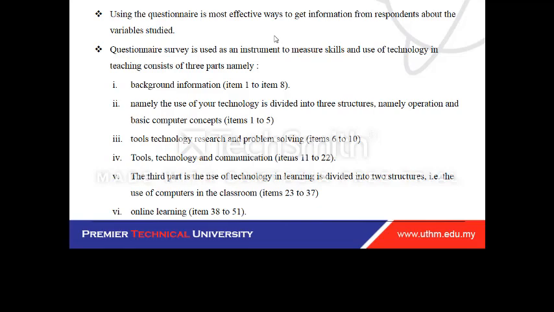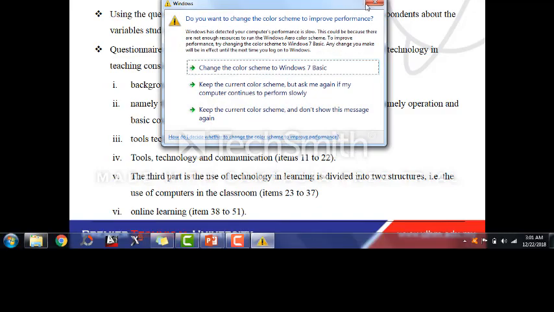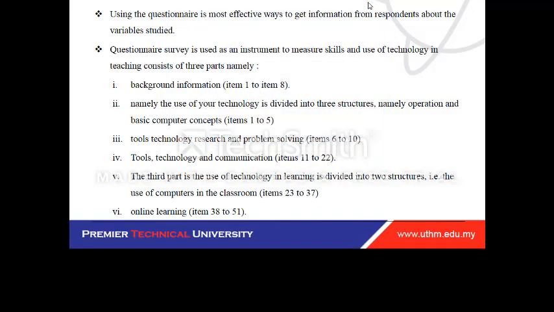It consists of 3 parts. The first is background information, from item 1 to item 8. The second is the use of technology, divided into three structures: operation and basic computer concepts from item 1 to 5, tools, technology, research and problem solving from item 6 to 10, and tools, technology and communication from item 11 to 22.